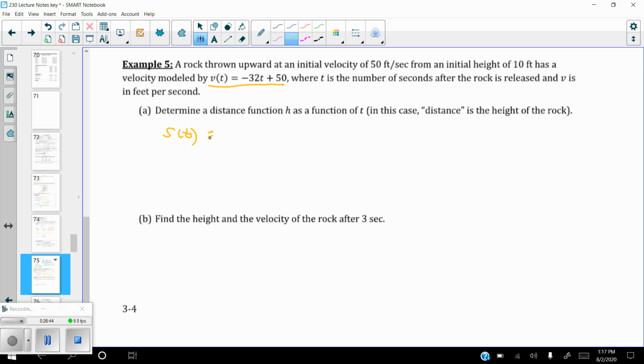So the antiderivative of negative 32t is going to be, let's see, it's going to be a t squared, but then we'll divide by 2. So we're going to get negative 16 t squared. Antiderivative of 50, because that's a constant, is just going to be 50t. And then we have plus c.